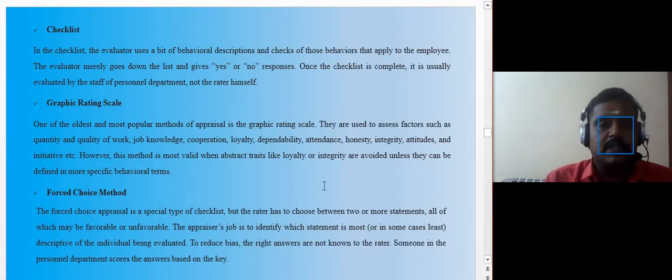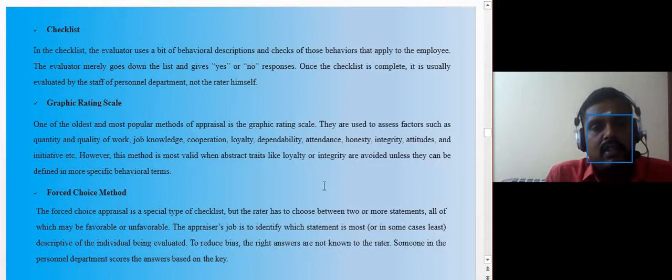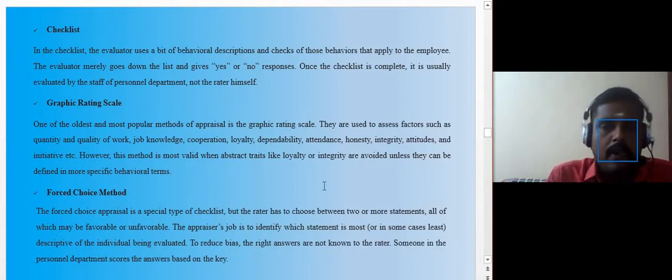The checklist method. In the checklist method, the evaluator uses a list of behavioral descriptions and checks those behaviors that apply to the employee. The evaluator merely goes down the list and gives yes or no responses. Once the checklist is completed, it is usually evaluated by the staff of the personnel department, not the rater himself.